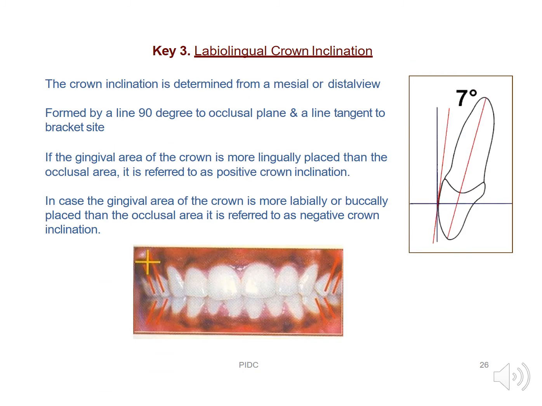Key number 3, labiolingual crown inclination. The crown inclination is determined from a mesial or distal view, formed by a line 90 degrees to the occlusal plane and a line tangent to the bracket site. If the gingival area of the crown is more lingually placed than the occlusal area, it is referred to as positive crown inclination. In case the gingival area of the crown is more labially or buccally placed than the occlusal area, it is referred to as negative crown inclination.